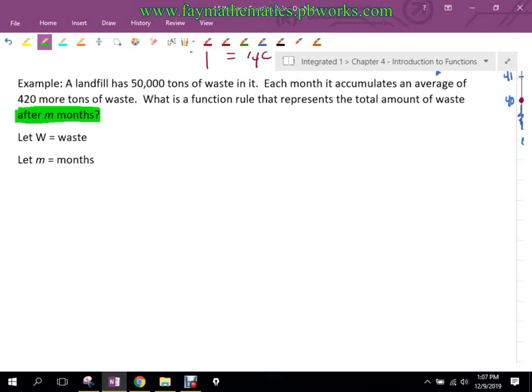Okay? So after M months, now here's the thing, we have to describe our variables. Okay? So I just used W for waste and M for month. Those are the two things being talked about here, right? You got to go through your problem and decide what is being talked about. Waste and its time period of months. Okay, so those are two things. Now I just have to decide which one's which. Which one's the dependent, which one's the independent. Okay? And we talked about this.